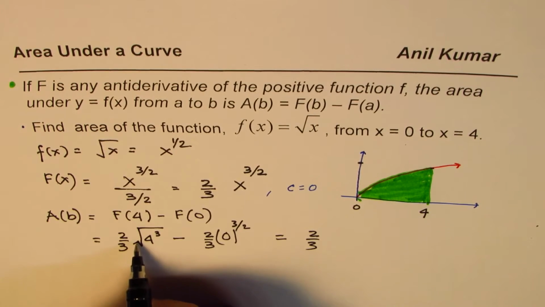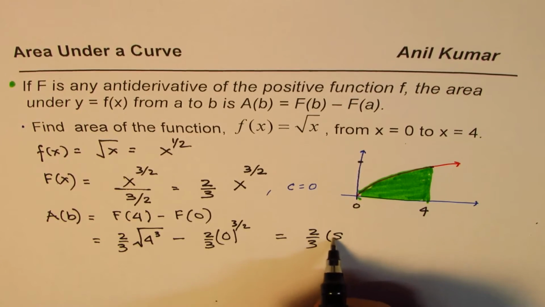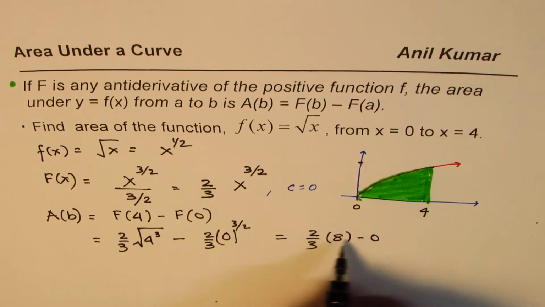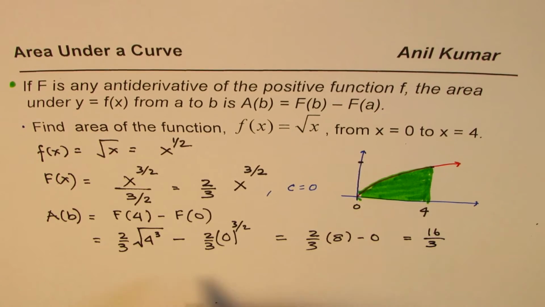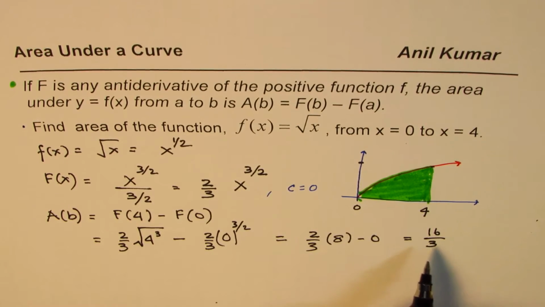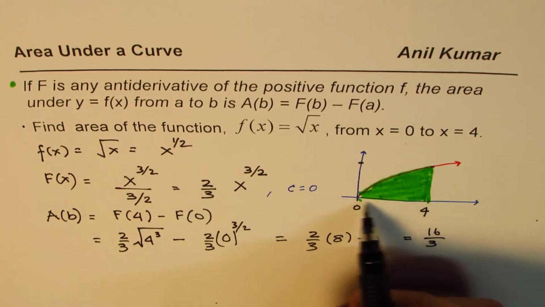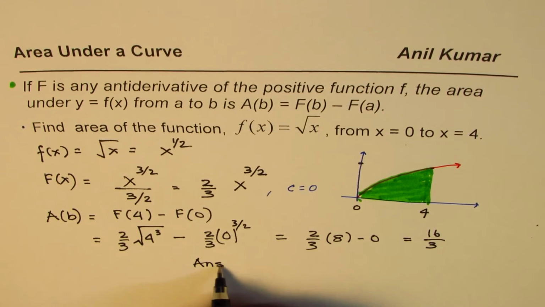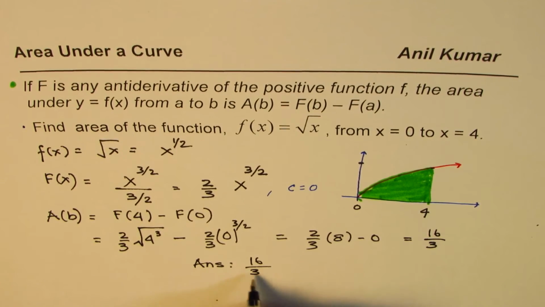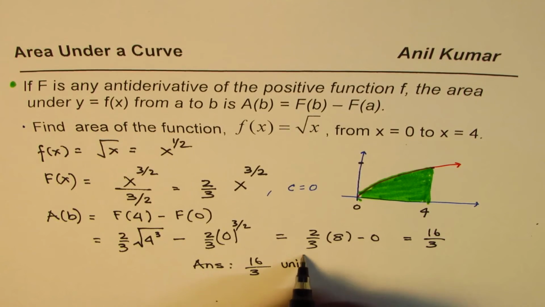So we get 2 over 3 times, square root of 4 is 2, and then cubed is 8. So it gets 8 minus 0. So that's your answer, which is 16 over 3. So the area is 16 over 3 in this region as shown here. So our answer is 16 over 3 units squared.